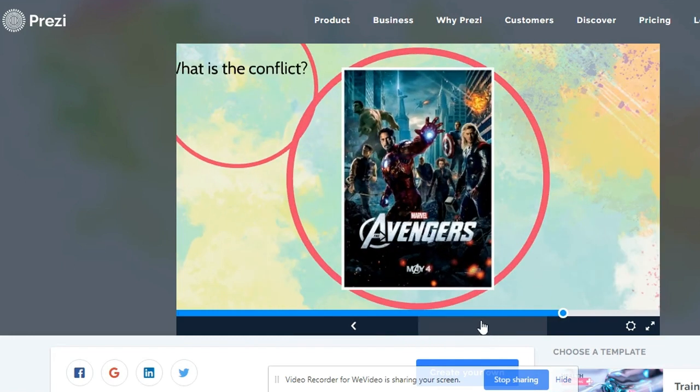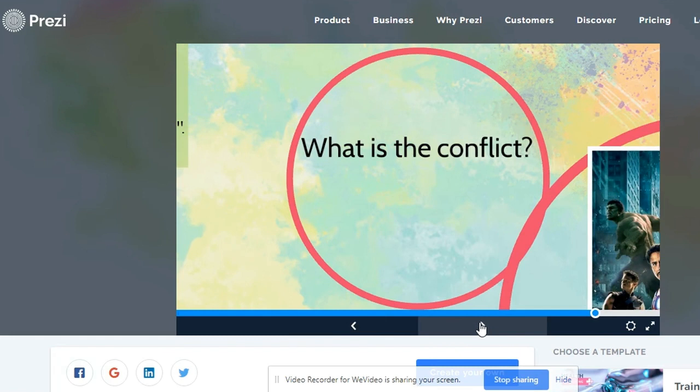All right, so in the Avengers, what's the conflict in the Avengers? What would you say the conflict is? Let's talk about the last one. Don't spoil it for anybody. What's the conflict? Okay, Thanos wants to take the Infinity Stones, right? And wipe out half of the universe. That is the conflict. Okay?